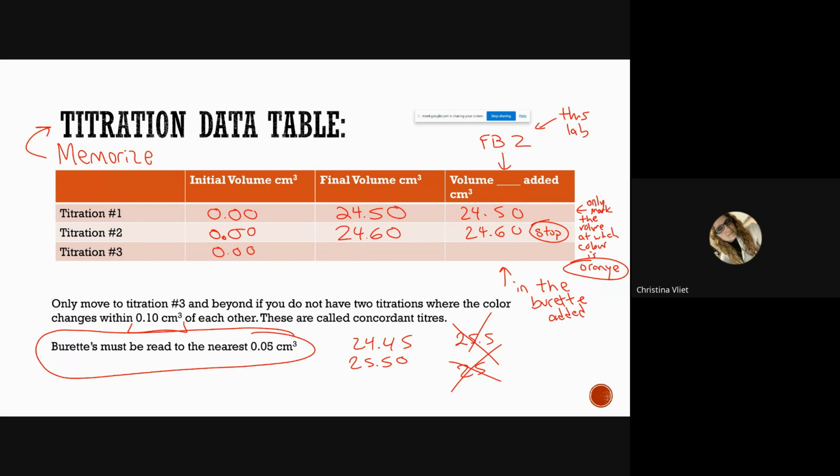One final note. When you add your indicator, it really doesn't matter how many drops you add, but add the same amount each time so you see the same color each time. So my suggestion is add 10 drops. Yes, Justin? And you add the indicator once you have everything. Once you have everything that's supposed to go in the flask, make sure the indicator's there before you start the titration. If you don't do that, it will be a bad time. All right, good luck. You can begin, start reading your instructions and writing everything down.